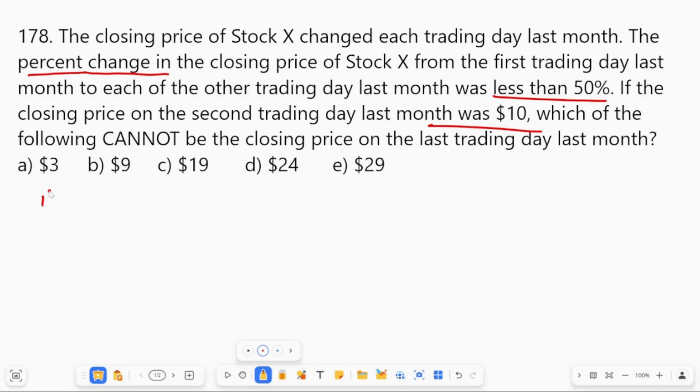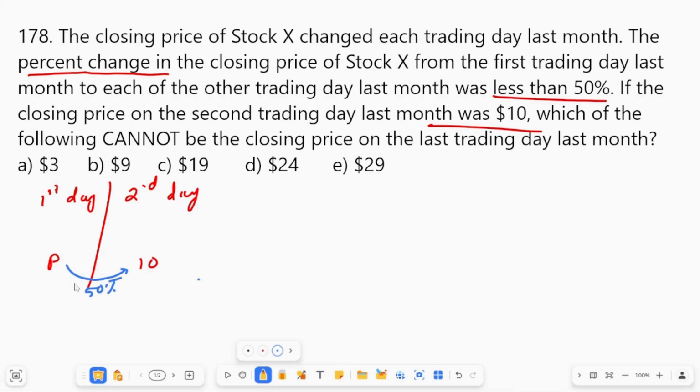Alright, for the first day, I am going to assume that the price was P, and for the second day, the price is already given as 10. That means from here to here, the change is 50%. What do I mean by the change? They didn't say whether it's going to increase or decrease by 50%. They simply said that it would be less than 50%. That means even if the price increases, it's going to increase by a certain number which is less than 50%, or decreases, then it will decrease by a certain number which is less than 50%.